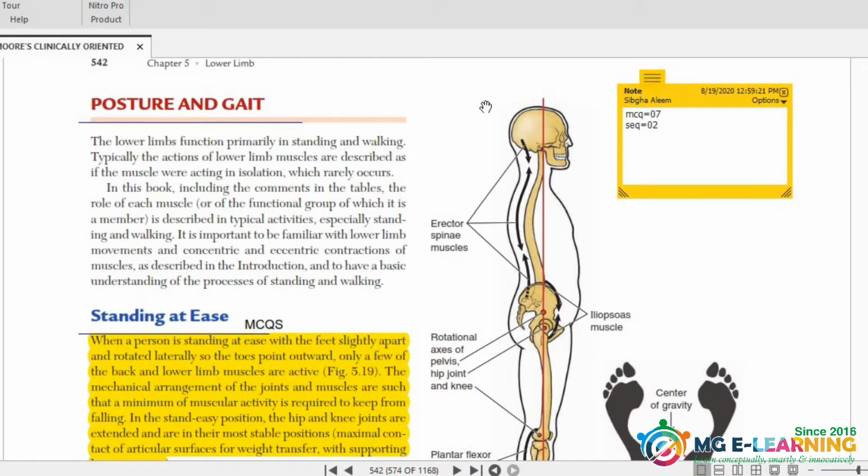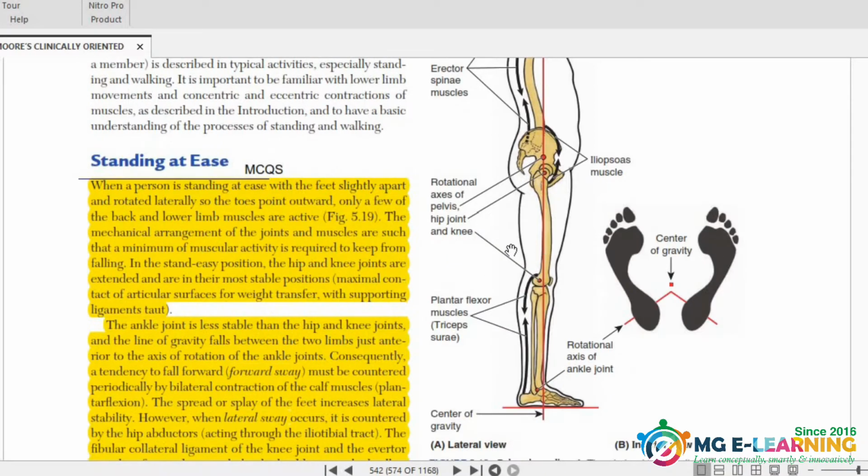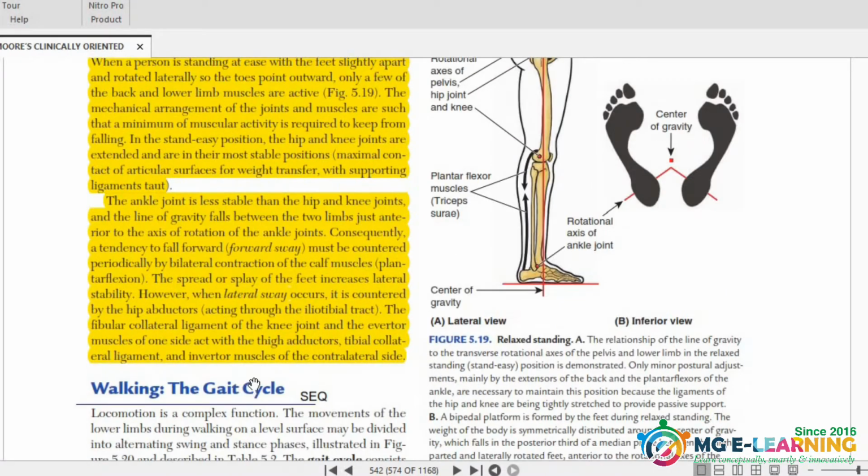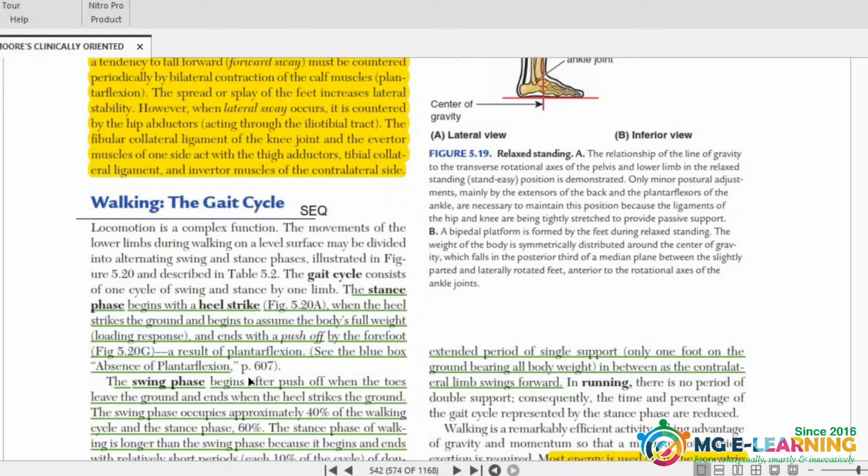Now today's topic is posture and gait. First of all, see, it shows here are 7 MCQs and 2 SCQs from the lower limb. Now starting our chapter, first of all, standing at ease. This paragraph is important from the MCQ point of view, and our SCQ is the gait cycle.